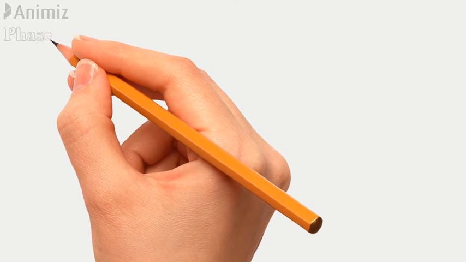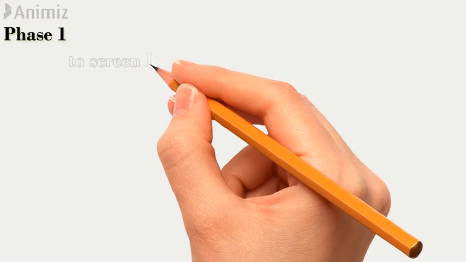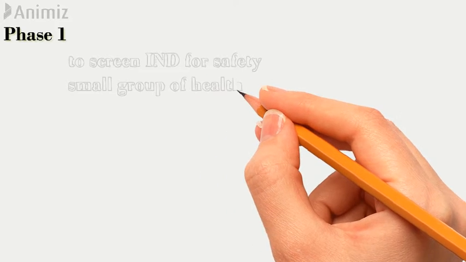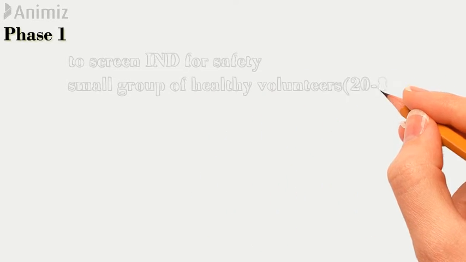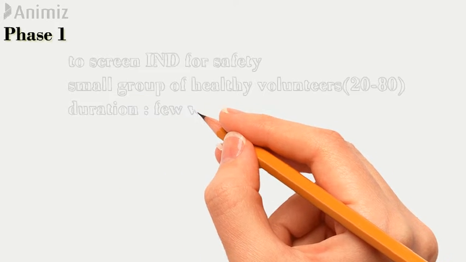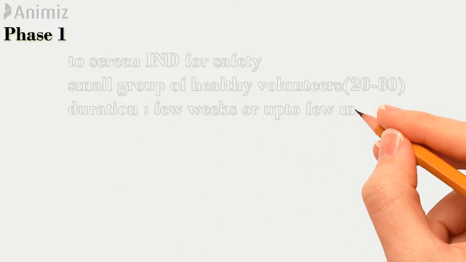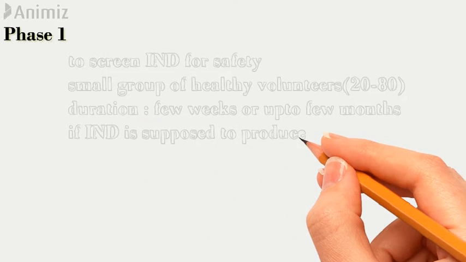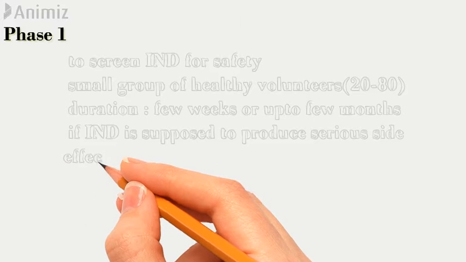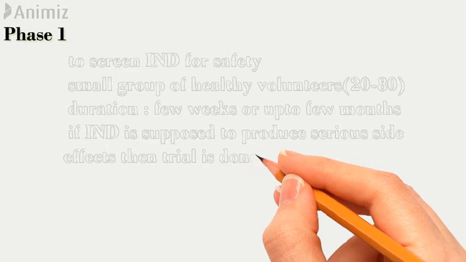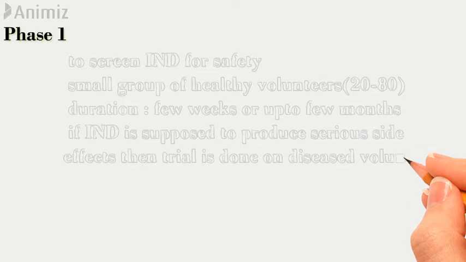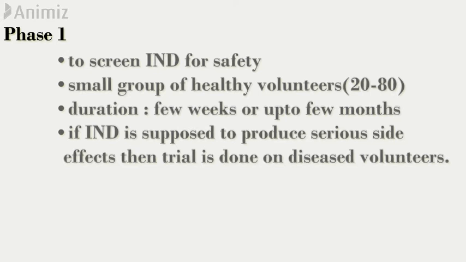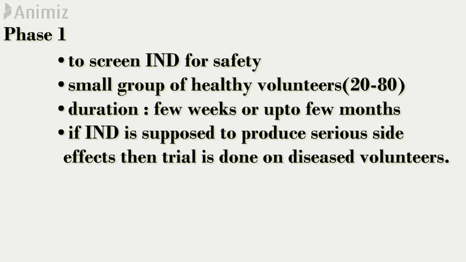And the next phase is phase 1. This phase is to screen IND for safety and is usually done in small groups of healthy volunteers from 20 to 80 for few weeks or up to few months. If the IND is supposed to produce any serious side effects like cancer, it may not be ethical to introduce it in a healthy volunteer. So in such cases, patients with disease or condition is preferred.